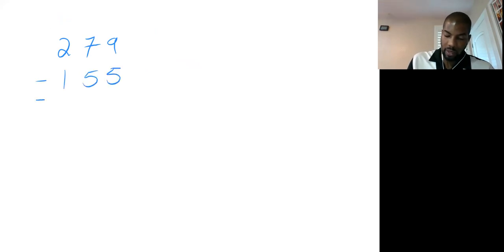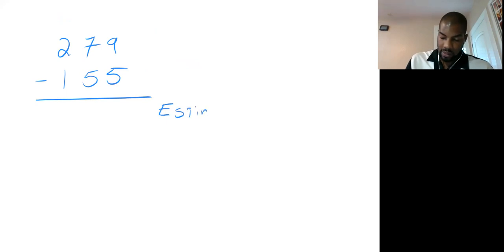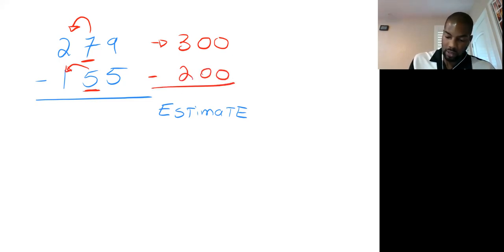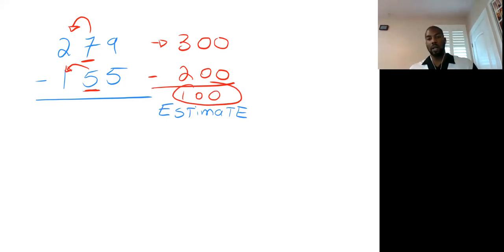Let's try another one. Let's try subtraction next. Let's do 279 minus, oh, I don't know, 155. And I told you to estimate the answer. Same exact process. I look at the number to the right. The 7 is larger than a 5, so it's going to change the 2 to the next number up, which is a 3. So this is going to be a 300 minus the 5 changes the 1 to the next highest number, which is 2. So 300 minus 200 is 100. The estimate, the difference is about 100. So it's very, very simple.